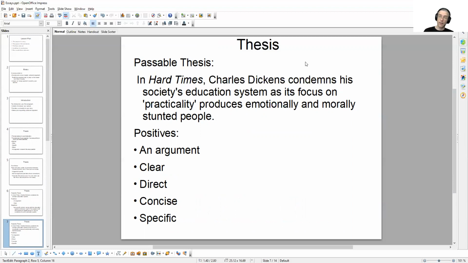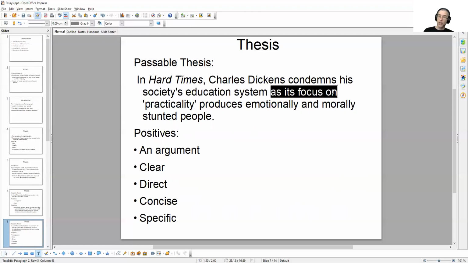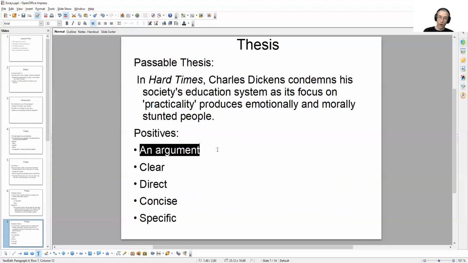Now there is a great thesis. I have what he's doing. He's condemning this education system. I have what the education system does wrong. It focuses on practicality. And, well, the consequences of that, it produces emotionally and morally stunted people. So I have the reason why he condemns it and the kind of consequence of the education system that he is condemning or decrying. So everything is checked off here. All the boxes are checked off. We have an argument. It is clear, direct, concise, and specific.